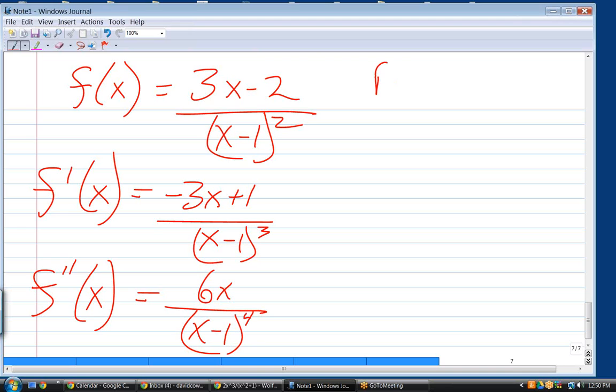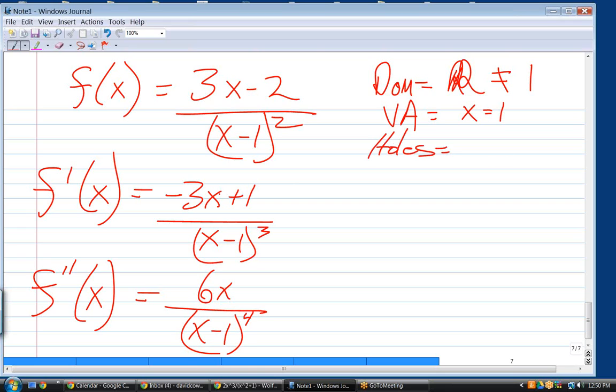Okay. The domain is all reals except what? 1. All reals except x cannot be 1. Vertical asymptote is whatever makes the denominator 0. So 1 again. Only x equals 1 is a vertical asymptote. What was the next thing they wanted? Holes? I don't see any. There's nothing I can take out of the top and the bottom. So I've got none.